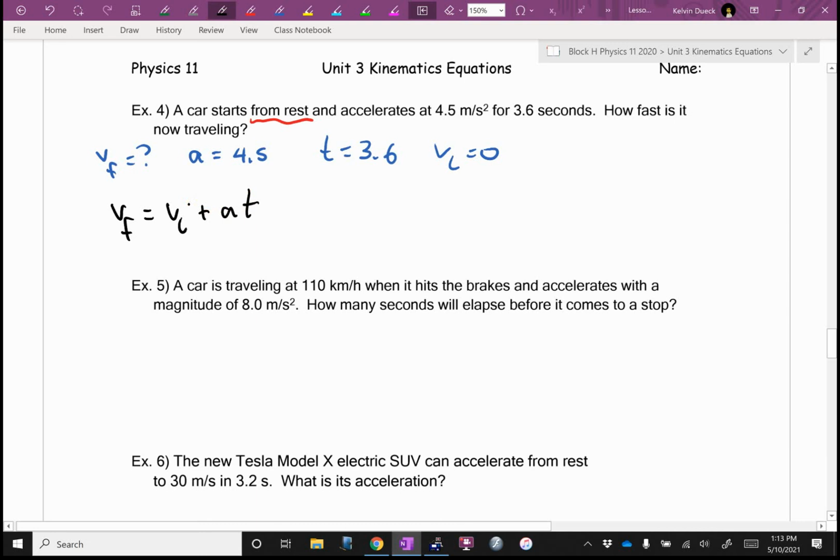Most of my kids end up memorizing this one because they get sick of looking it up because you use it so often. And that's the only reason you should memorize something, because you get sick of looking it up because you use it so often, but you don't need to. This is nice because I got the VF by itself. What was VI? 0. Plus, are my units all okay? Yeah, I did a quick check as I was reading. 4.5 times 3.6. Which is what?